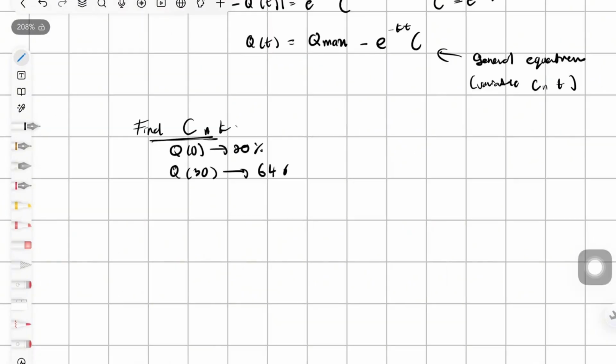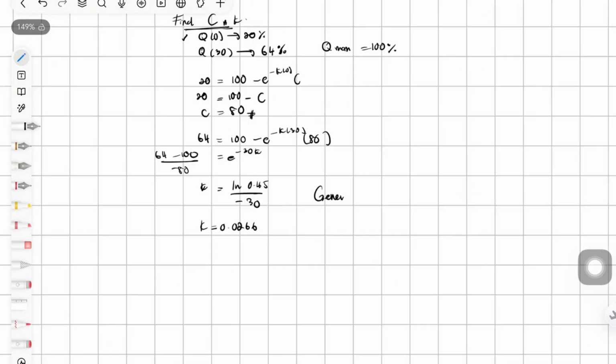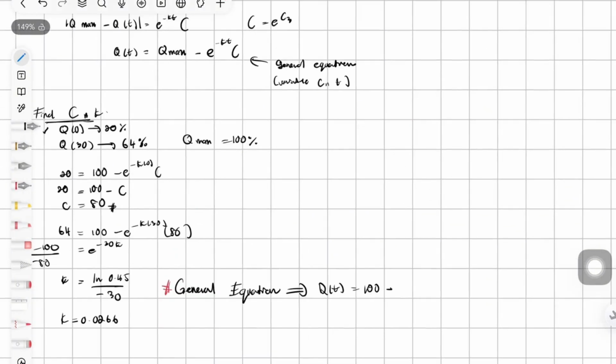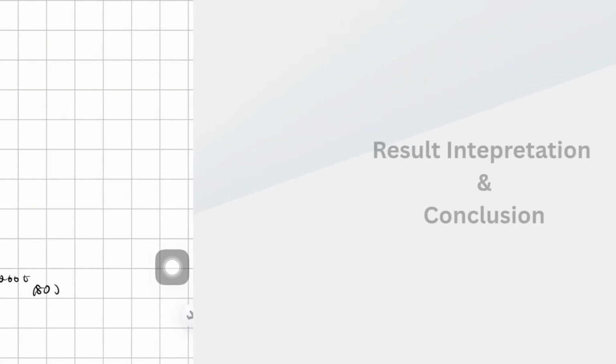From our experiment, data shows that q at initial is 20% and also q at 30 seconds is 64%. Thus, we're going to just substitute these values and we will get the general equation, which is q at a given time is equal to 100 minus e to the power of negative 0.02660 times t.